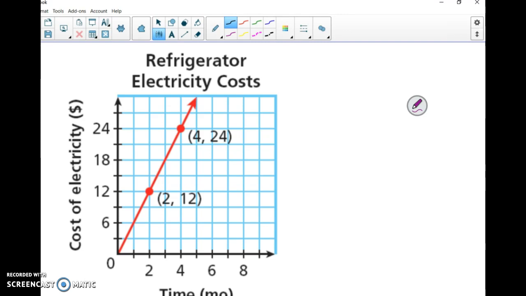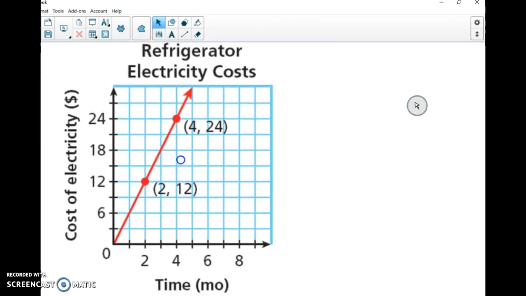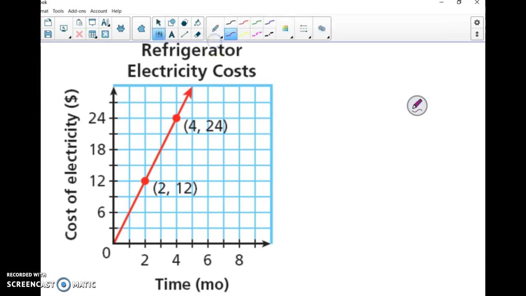Cost of electricity over time in months, and we're talking about the total bill. So obviously it's going up and at probably a constant rate since we pay about the same each month. What we want to do here though is tell what that rate of change actually is indicating.